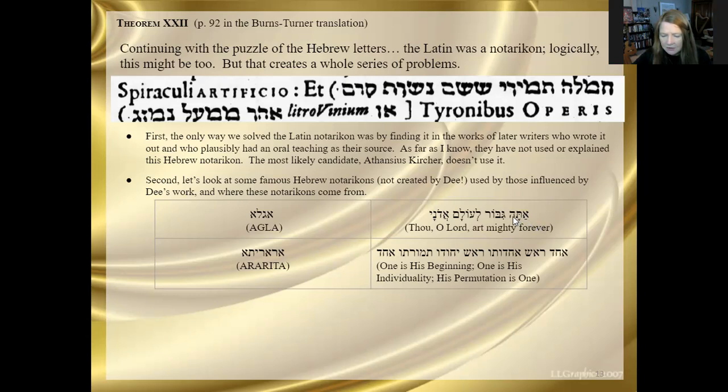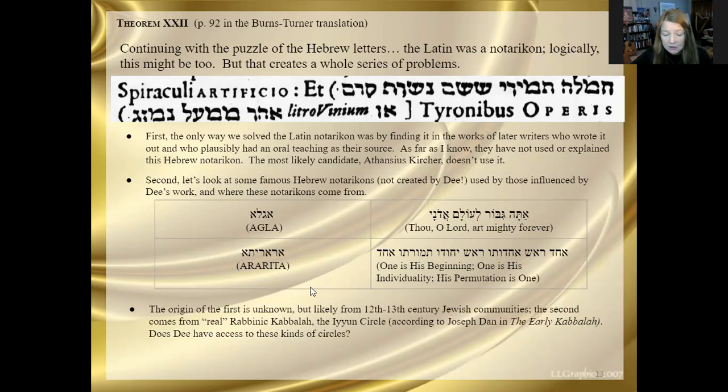So you can see the Aleph, the Gimel, the Lamed, another Aleph. And the same thing with Ararita. We can trace all of the Aleph, Resh, and so on from this sentence, which means one is his beginning, one is his individuality, his permutation is one. I mean, these are really well known and really wonderful notericons.